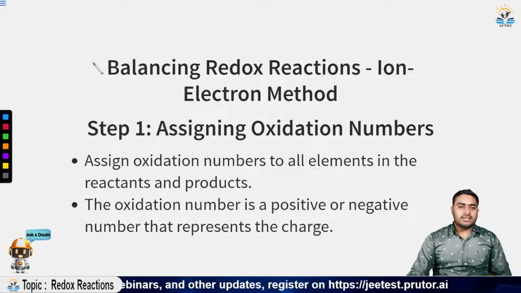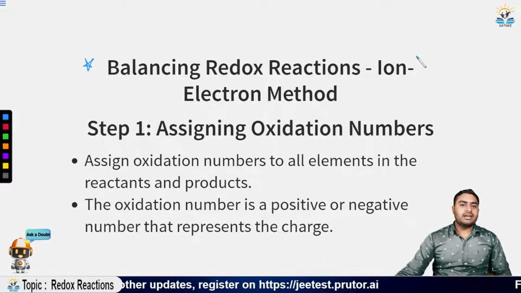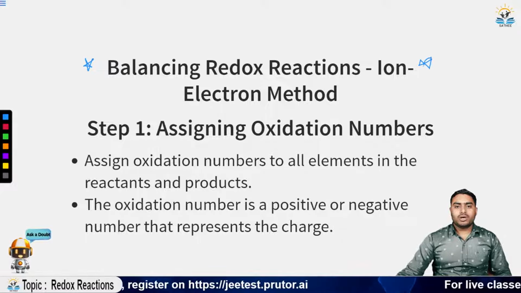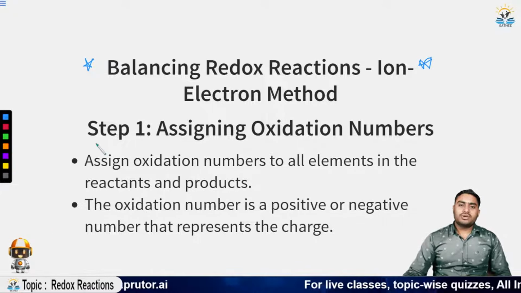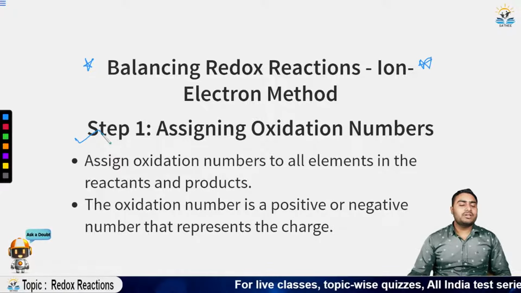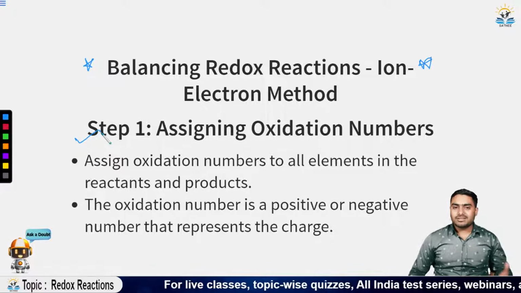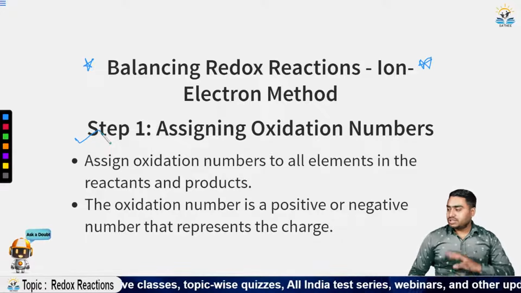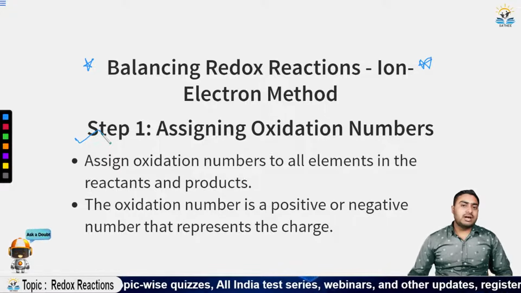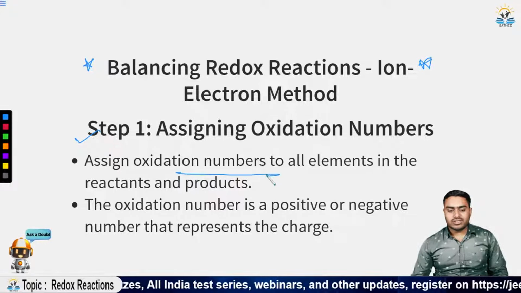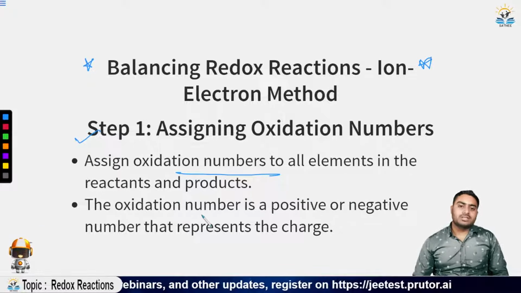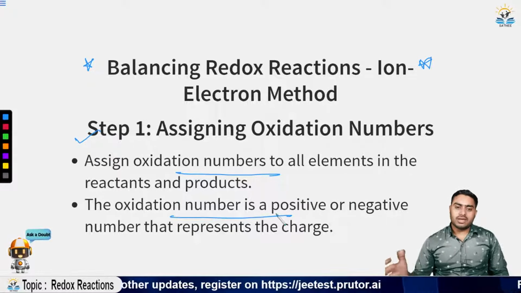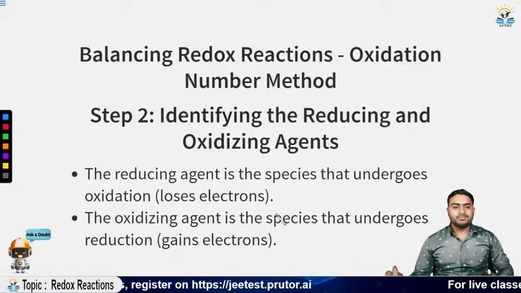Let's go to the next method, that is going to be again very interesting. That will be the ion electron method. So the first step, I already told you, the first step in both methods is assigning oxidation number. So assign oxidation number to all elements in the reactants and products. The oxidation number is a positive or negative number that represents the charge.